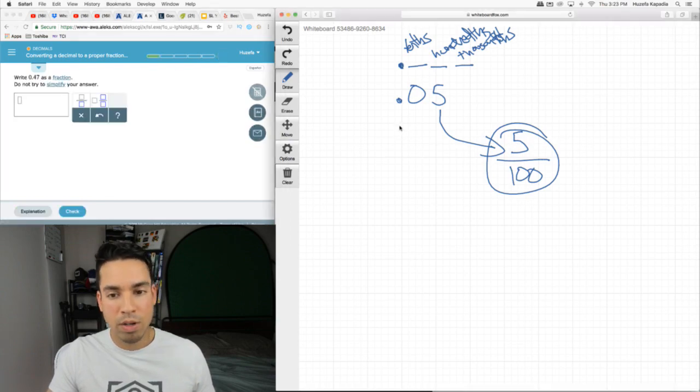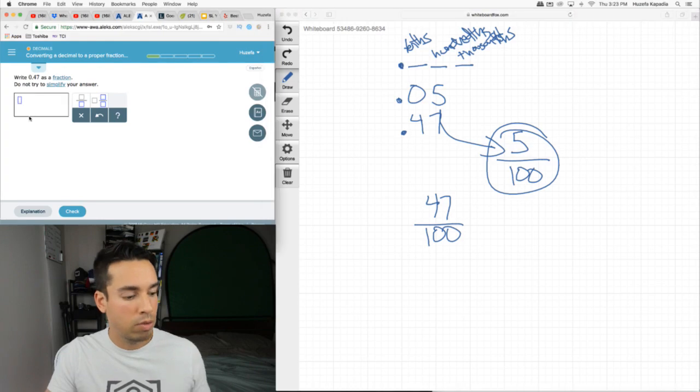Next, we've got 0.47. Now we got a 4 in the 10th spot, but does that matter? No. We look at the rightmost digit, which is 7, which is again in that 100th spot. So we put this entire 47 over 100, and we're done.